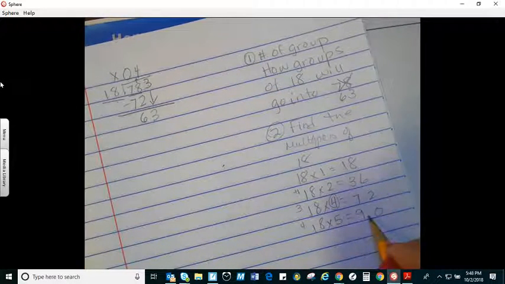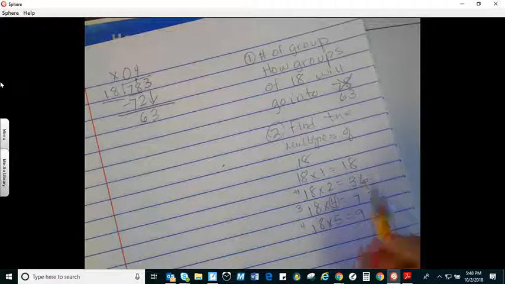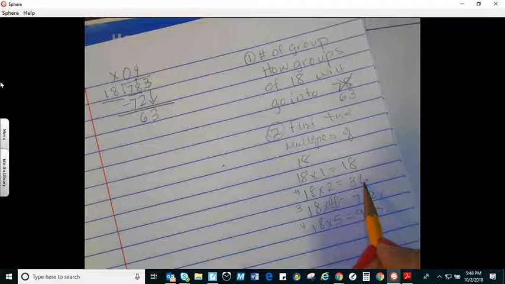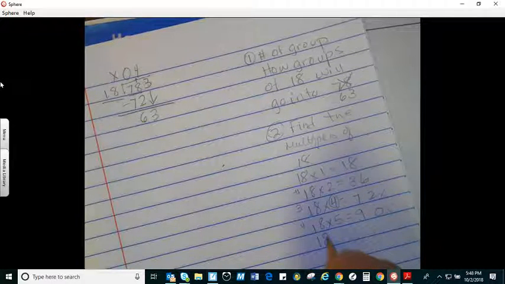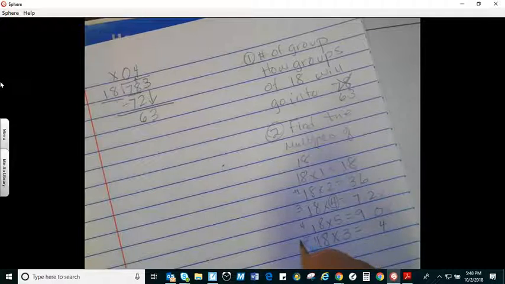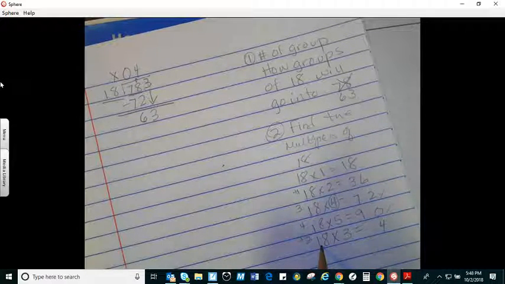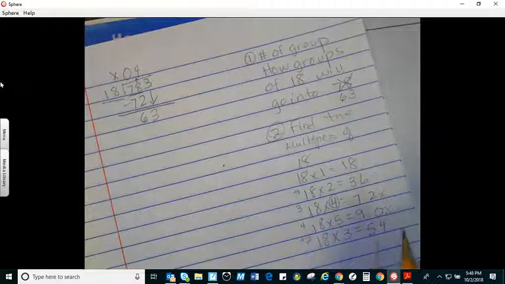So I'm already here, and 90 is too big, so that's not going to work. 72 is too big, that's not going to work. My next one, oh, look at what we did. We didn't do the 3. I just kind of jumped that. So let's do 18 times 3. 3 times 8 is 24. Regroup my 2. 3 times 1 is 3, plus 2 is 5. So I think that's going to be the closest we can get to it.